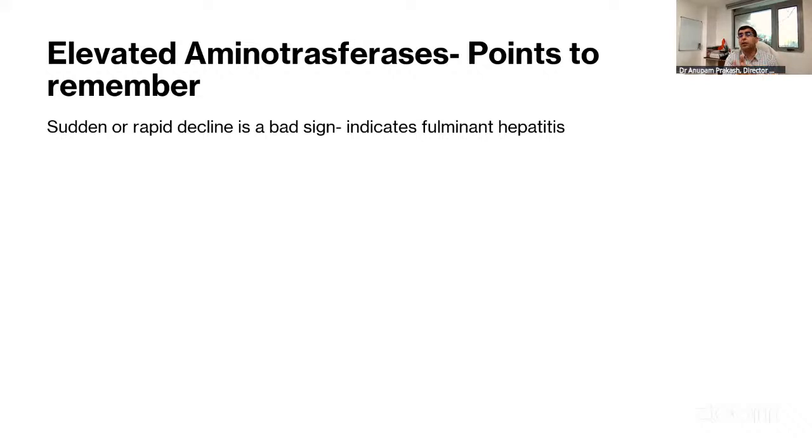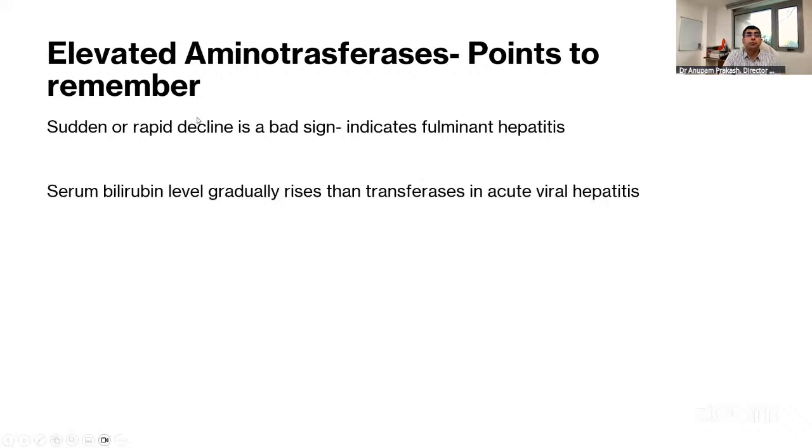And after that, once all your hepatocytes are gone, you will have a fulminant downgrade of all the aminotransferases. So if the rapid decline is there, it is a very bad sign. That means all hepatocytes are actually necrosing. So if they necrose, then obviously you understand that the only possibility which will remain is regeneration. And in fact, these are the patients who actually require liver transplant. So this is a very bad sign if there is a rapid decline.